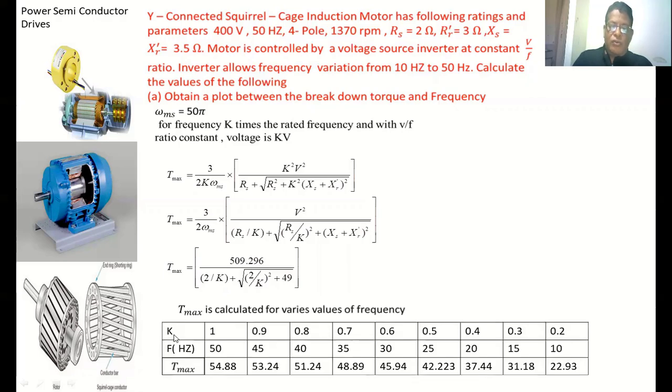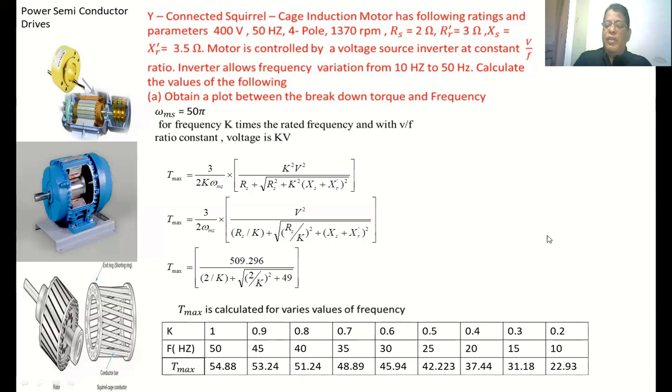Here we have taken the value of K from 1 to 0.2, with corresponding frequencies 50 Hz, 45 Hz, 40 Hz, 35 Hz, like that up to 10 Hz. In the same manner, if we take K equal to 1, the maximum torque developed in the induction motor is 54.88 Newton meter. In the same manner, for 0.9, like that we are going to calculate all the values. So for the different values of K, we are getting the maximum torque developed in the induction motor.